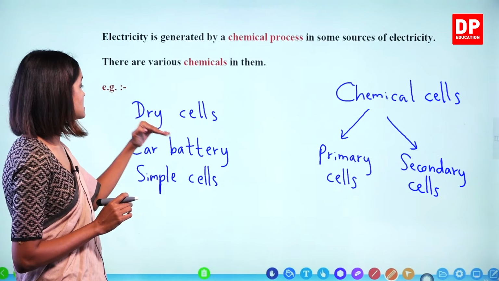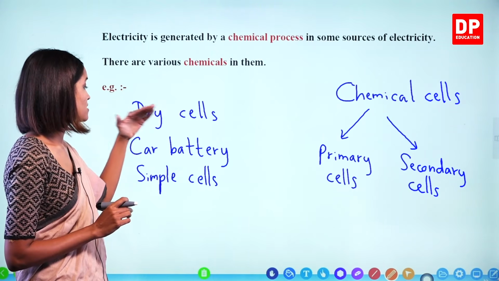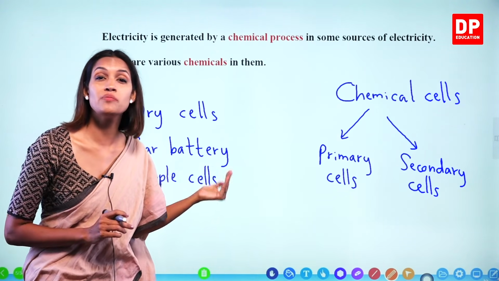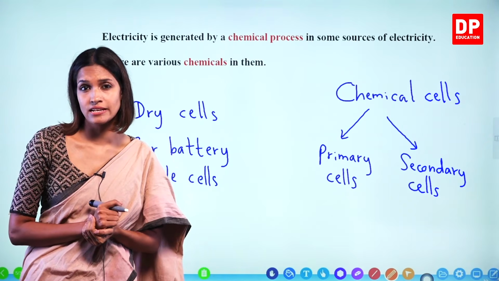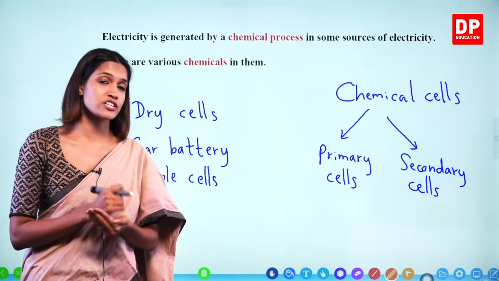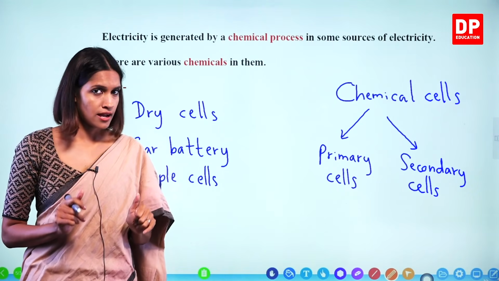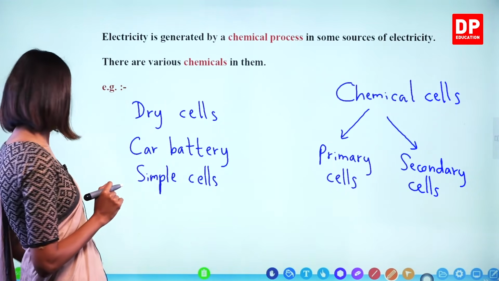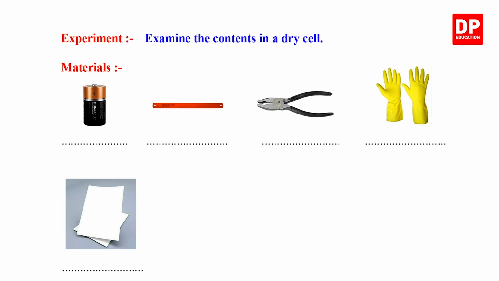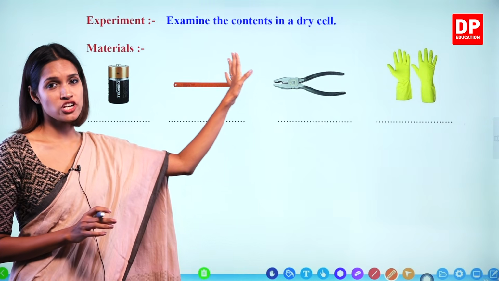So all these cells, these dry cells, car battery, simple cells, they have chemical substances present inside. Because chemical reactions take place, they can generate electricity. Understand, children? Right. We have to do an experiment now. So what is the experiment? Examine the contents in a dry cell.